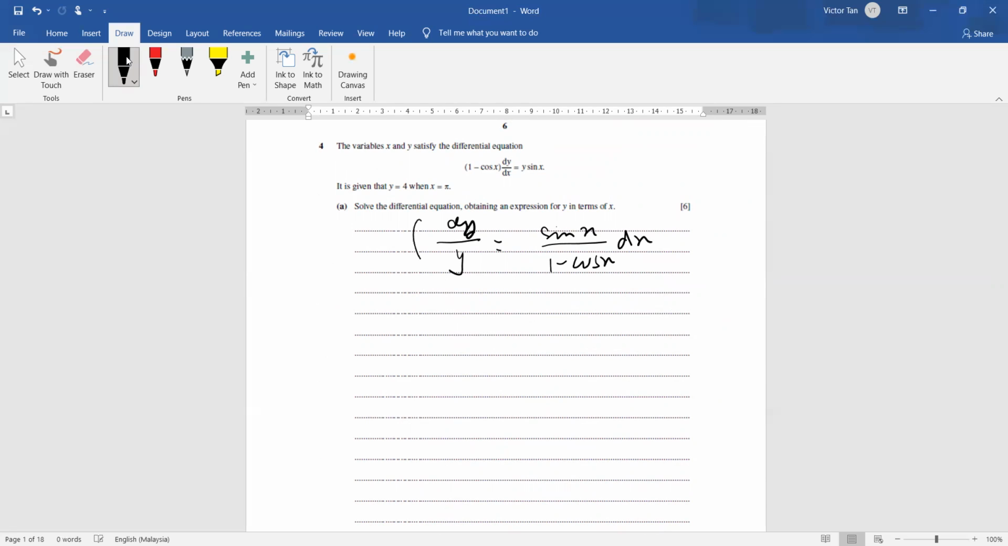Okay, so you integrate. Integrate 1 over y, you get ln y. Now 1 minus cos x, when you differentiate, you get sin x. So this is the integral of f'(x) over f(x), you get ln f(x). So this over here, if you know how to integrate, it is a one-step integration. So this is 1 ln.